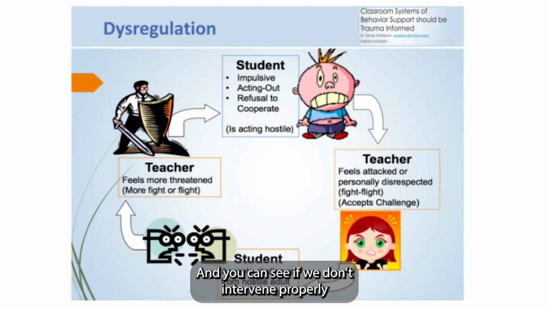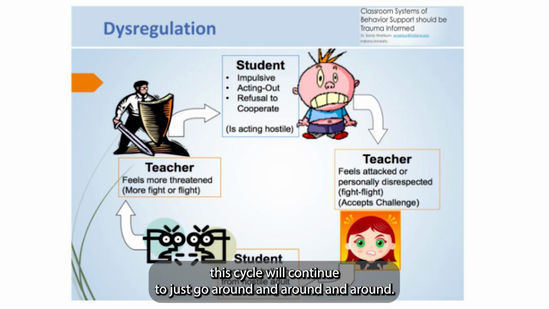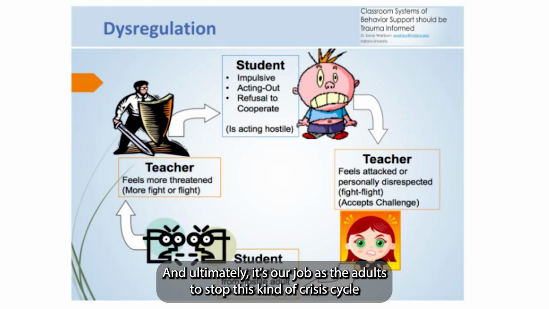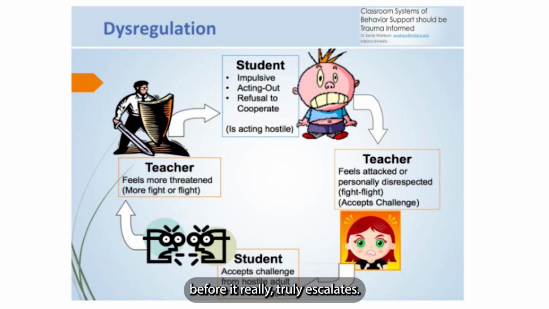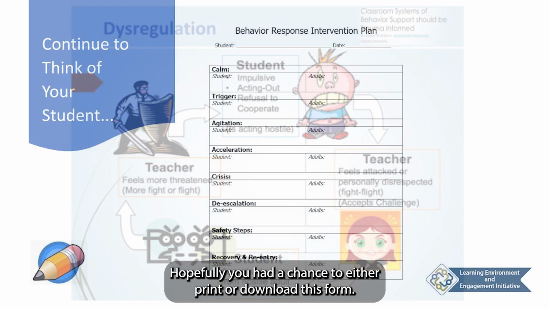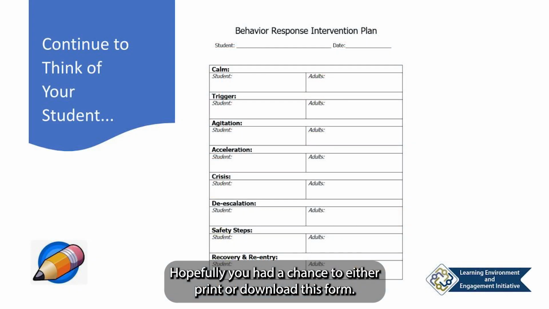And you can see if we don't intervene properly, this cycle will continue to just go around and around and around. And ultimately, it's our job as the adults to stop this kind of crisis cycle before it really truly escalates. Hopefully you had a chance to either print or download this form.